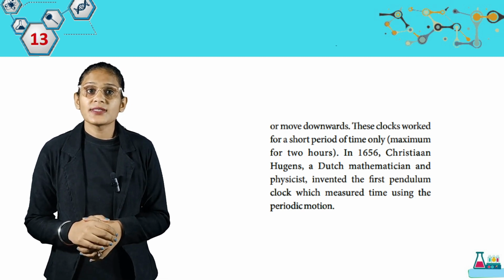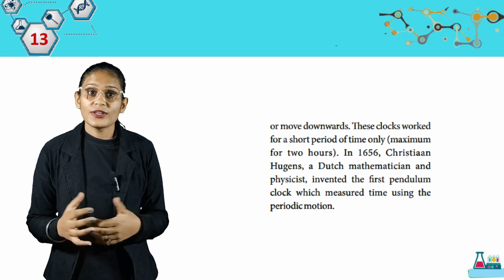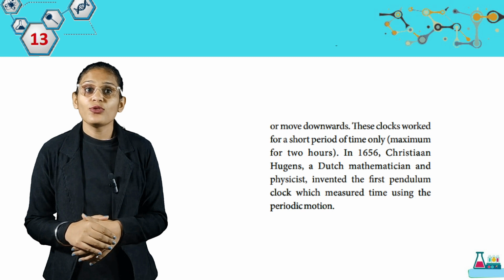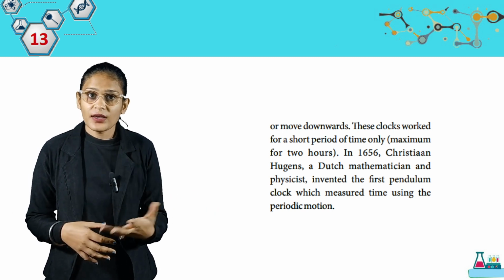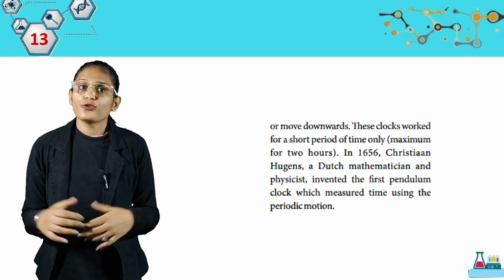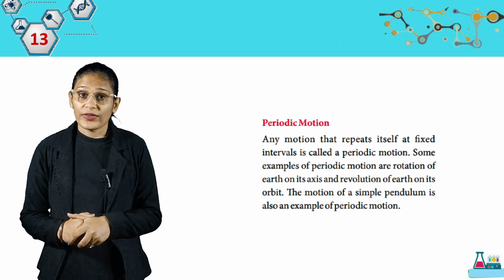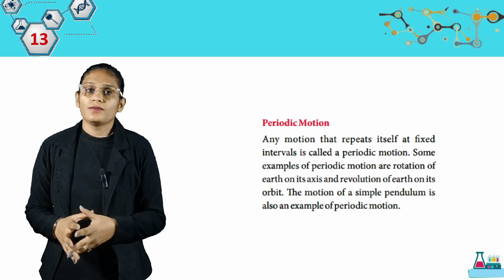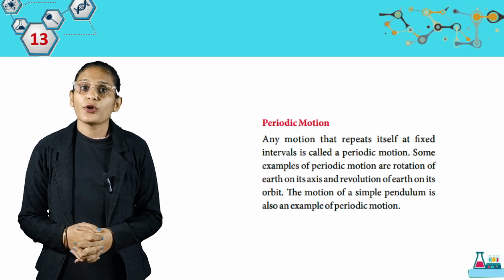In 1656, Christian Huygens, a Dutch mathematician and physicist, invented the first pendulum clock which measured time using the periodic motion. So students, the first watch that was developed was by a Dutch mathematician and physicist, and it was based on periodic motion. Now we have periodic motion. Any motion that repeats itself at fixed intervals is called a periodic motion.